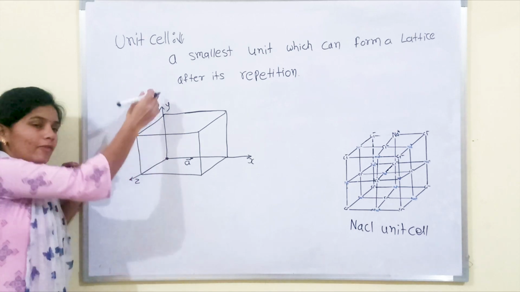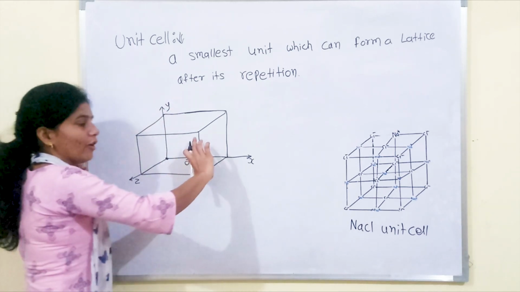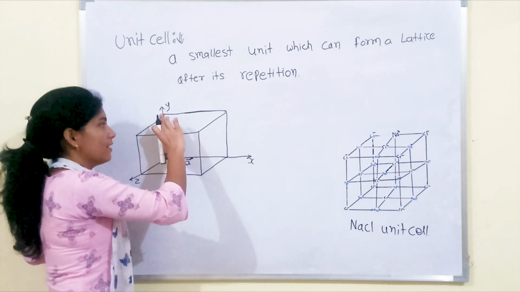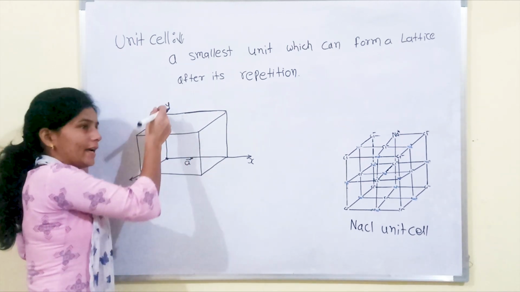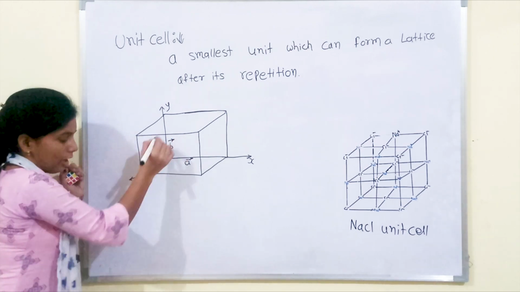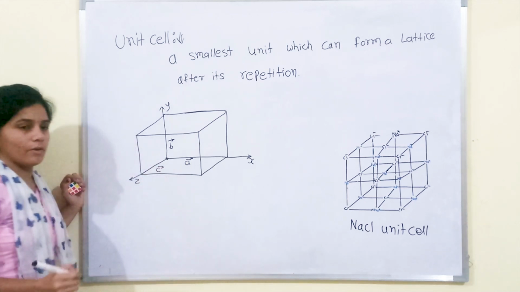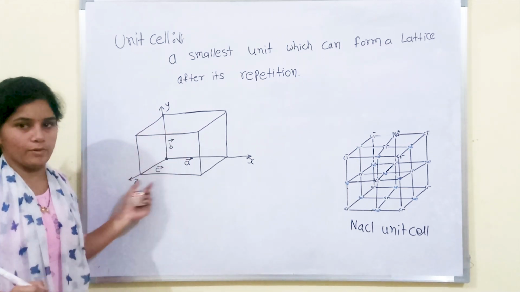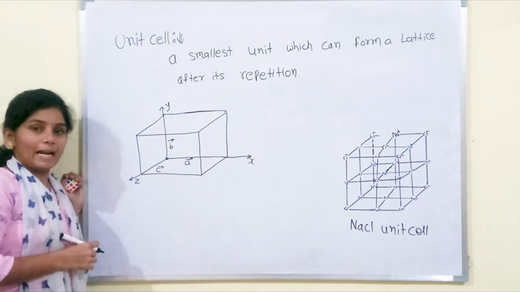Similarly, along the y axis the edge of the unit cell is represented by the b vector, and along the z axis it is represented by the c vector. Okay, this is the 3D unit cell, in which we will see about the angles or lattice parameters.